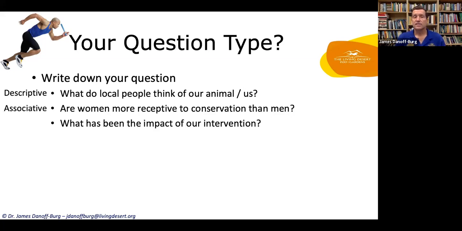In contrast, the second one is an associative question. Are women more receptive to conservation than are men, right? Do women associate with greater receptivity to conservation than do men? Is there an association based on gender with an outcome? That's why it's called associative. So do women associate with being more receptive to conservation than do men? Is there a difference between one group and another? That's an associative question.